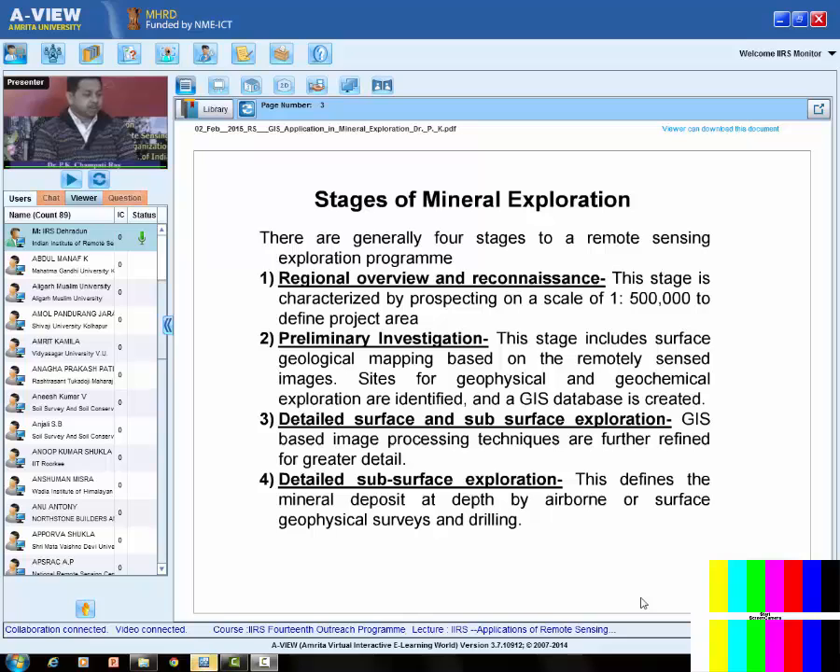And the fourth stage, or you can say the final stage, involves detailed subsurface exploration that defines the mineral deposit at depth by airborne or surface geophysical survey and drilling. Nowadays there are also many remote sensing techniques which can be operated from a short distance, and that can also produce good results.